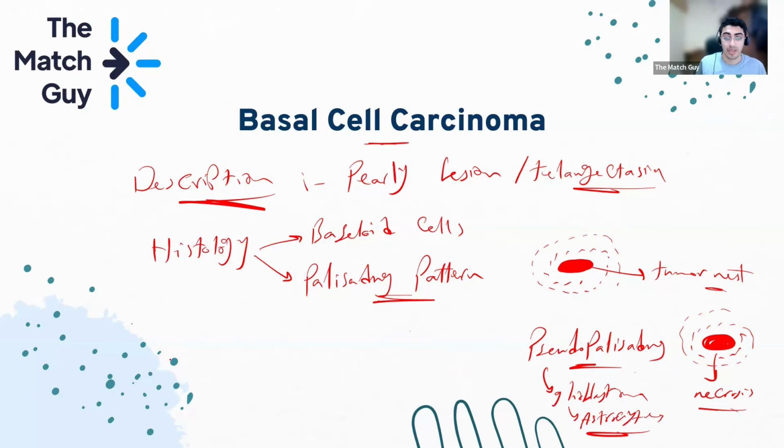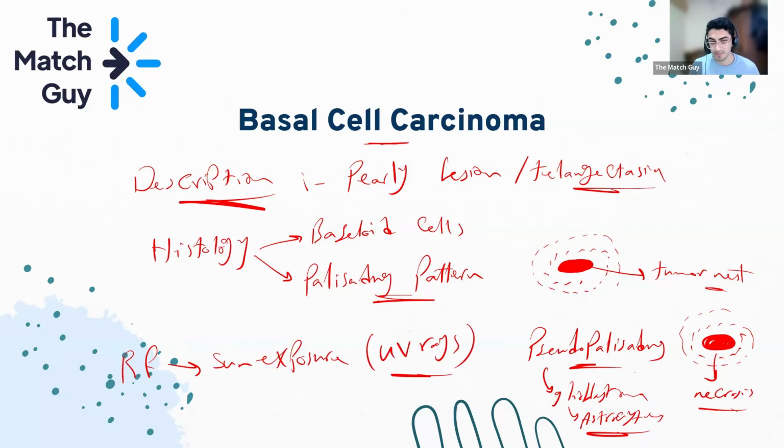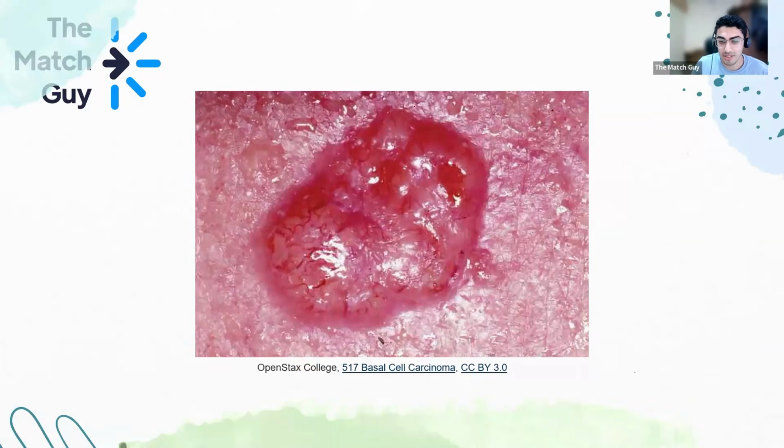Nice. He might ask you about the risk factor for basal cell carcinoma. So what is the risk factor for basal cell carcinoma? Obviously, sun exposure. In other words, ultraviolet rays. Okay, exposure to ultraviolet rays. All right, so this is a picture for basal cell carcinoma. It looks pearly, glistening, with small blood vessels. These are the telangiectasias. Okay, these are the telangiectasias.